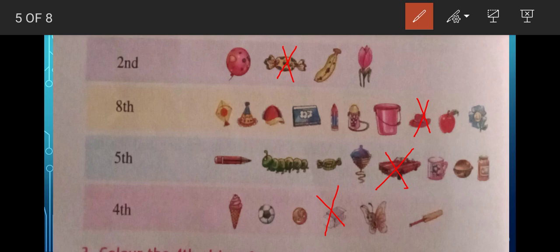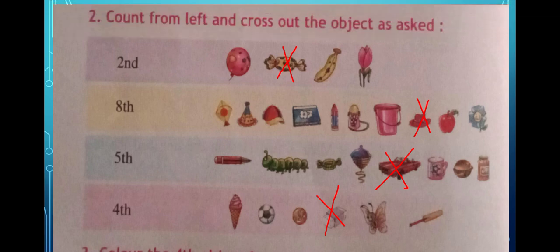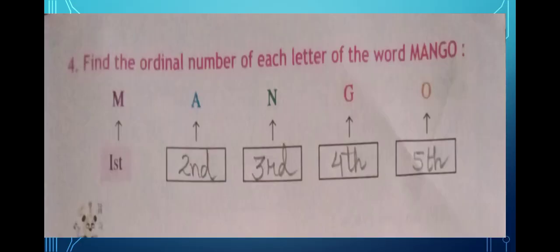Okay. Now question number 3 is color the fourth object. So what you will do? The fourth object is cup. So you will color that one. I am not going to do that one. Okay. That question I am not including. You will do it yourself.